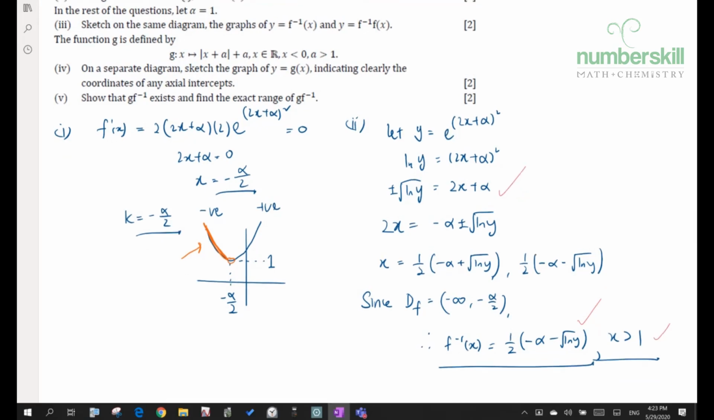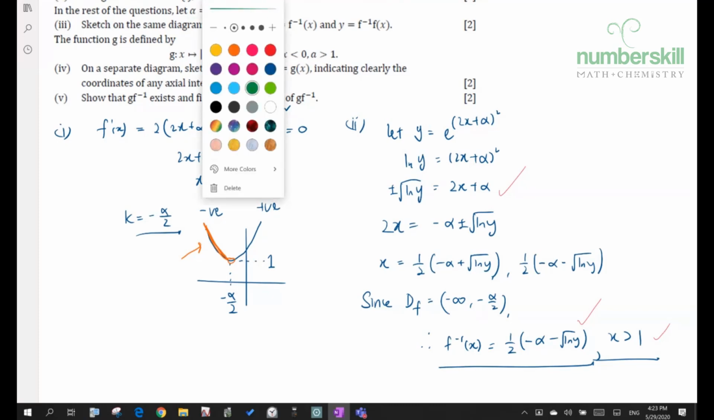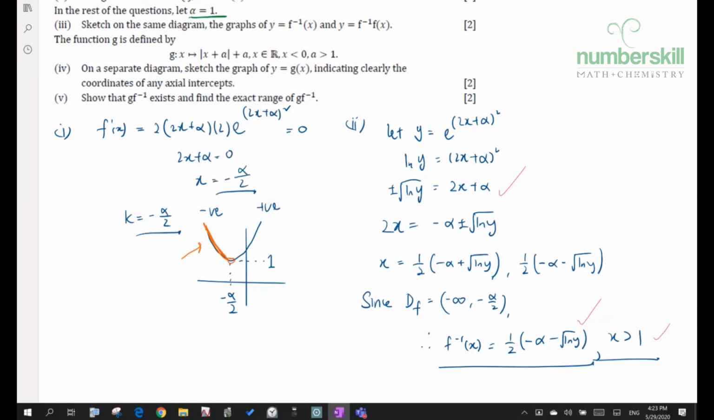Next one. We're talking about letting alpha be 1 now. I'm going to use another color, so that we can be quite sure about the different parts to it. So alpha is 1 now. Sketch on the same diagram f inverse and this one. Now this is interesting. This is the one where I get a little bit disappointed when I don't give people the 1 mark.